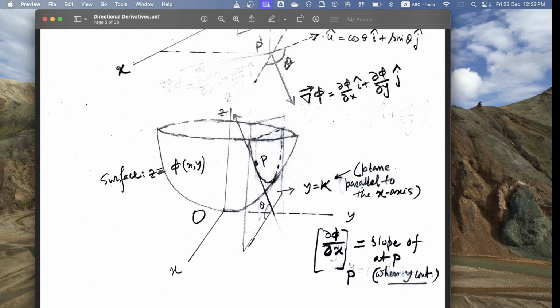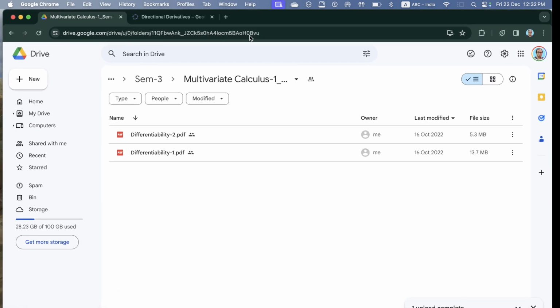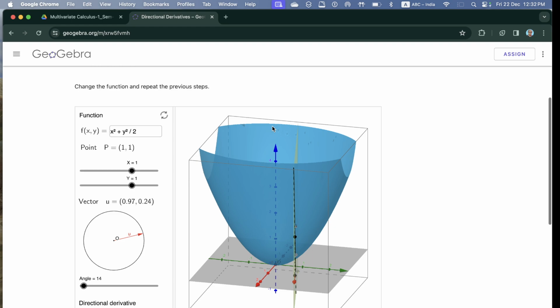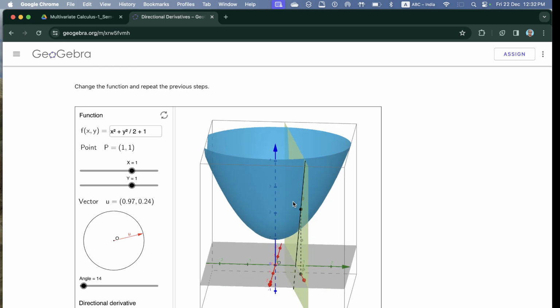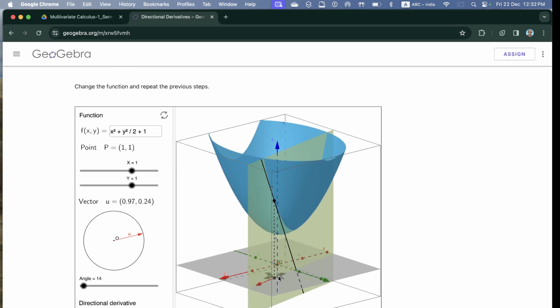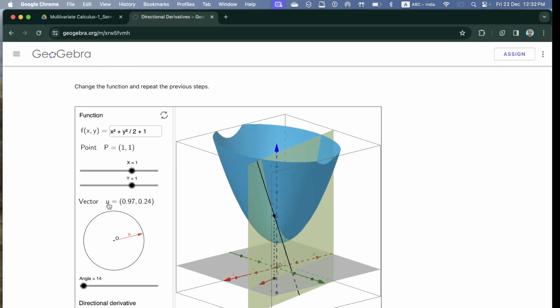Now we use the directional derivative. This is the surface f of xy equals x square plus y square by 2, plus 1. So this is the surface, and this is the point P. At this point, the projection of this point in the xy plane is x equal to 1 and y equal to 1, and this is the vector u.